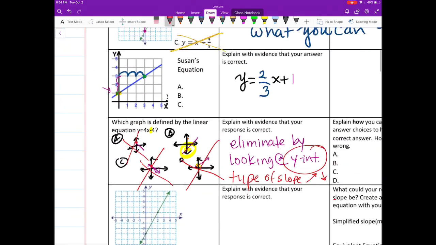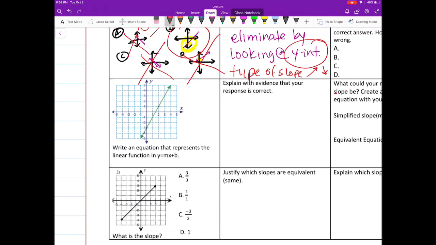Right? It's positive. So that means that it should be going up. And that one is going up. So when you're taking your quiz tomorrow, make sure that you look for your y-intercept. Cancel everything that's not that y-intercept or doesn't have that. And then look at your type of slope. Is it increasing or decreasing? Does it match your equation line? Okay.